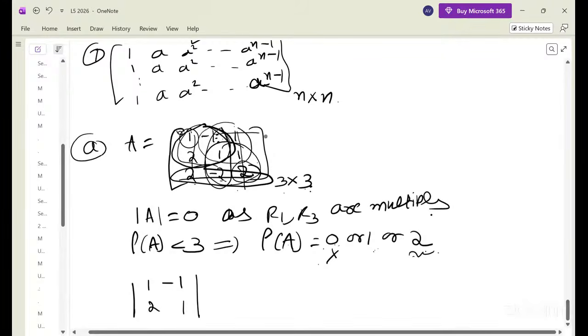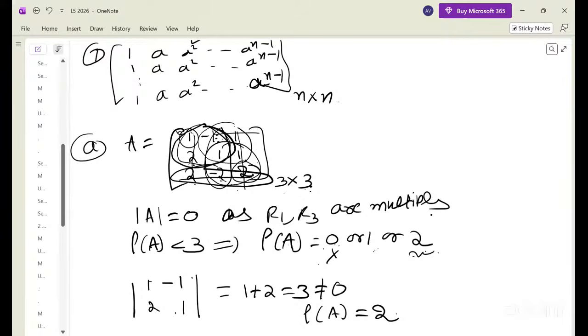For any element, take any two adjacent, or 1, 2, 1, 1. You get 1 plus 2, which is 3, not 0. If you can find one 2 by 2 minor which is not 0, then rank of A becomes that order. What is the order of this? 2 by 2. So rank becomes 2. Suppose all minors, if you take, are zeros, then it is less than 2. That case also I will discuss. Suppose this is 0, then you have to go for another minor. 9 minors are there. If at least one of them is not 0, rank becomes 2.